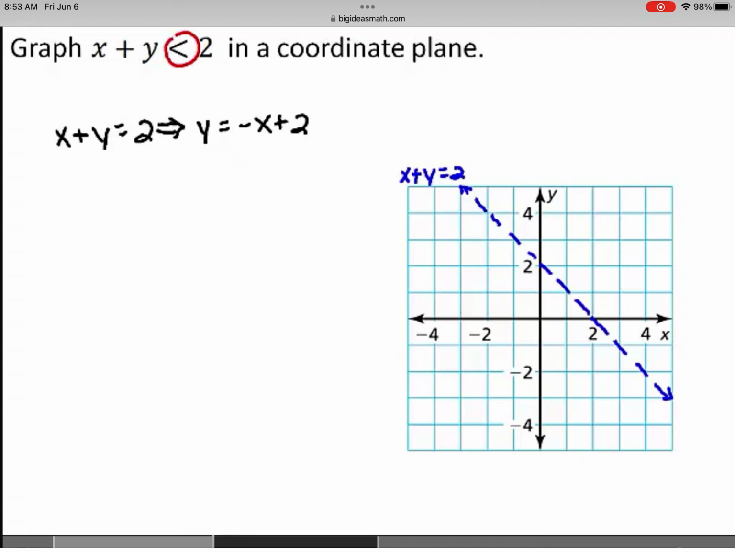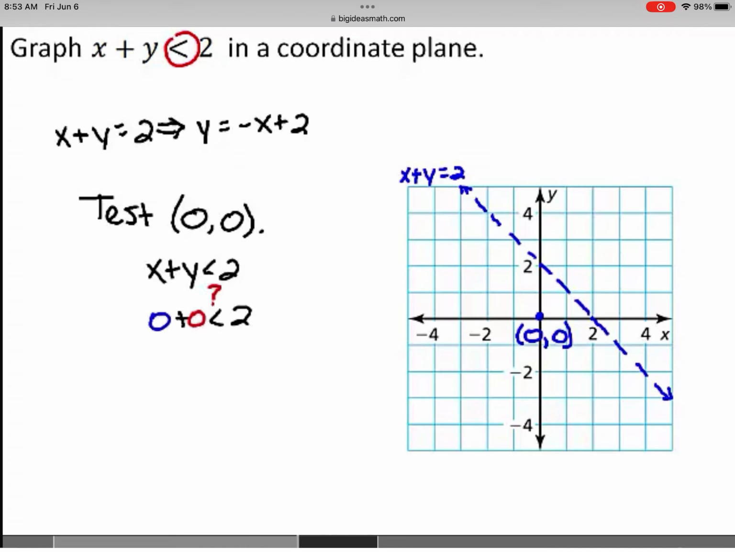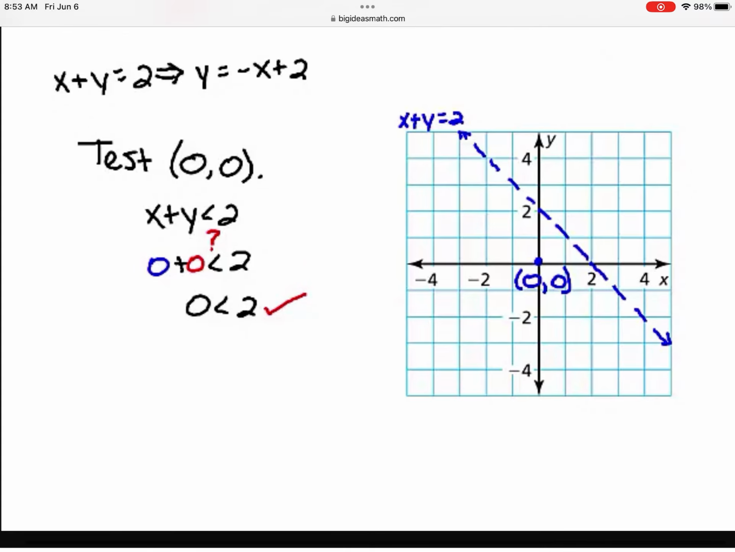Now you want to test a point that is not on the boundary line to determine whether it is a solution of the inequality, such as the point 0, 0. To test 0, 0, substitute 0 for x and 0 for y in the original inequality. 0 plus 0 is 0. Because 0 is less than 2 is a true statement, the point 0, 0 is a solution, so shade the half plane that contains 0, 0.